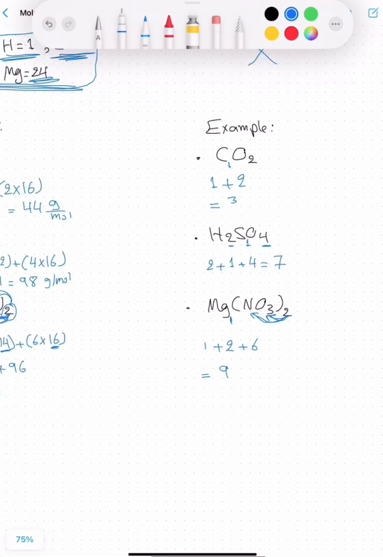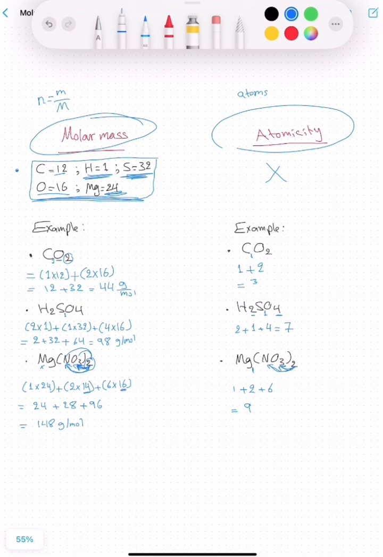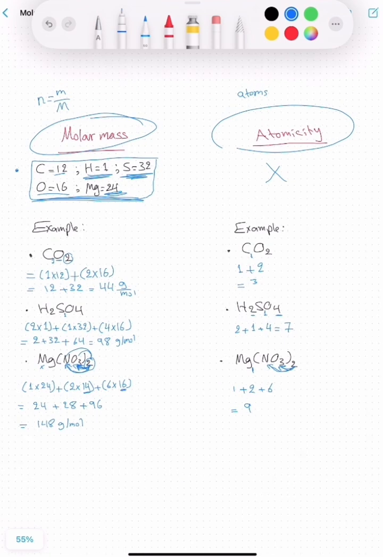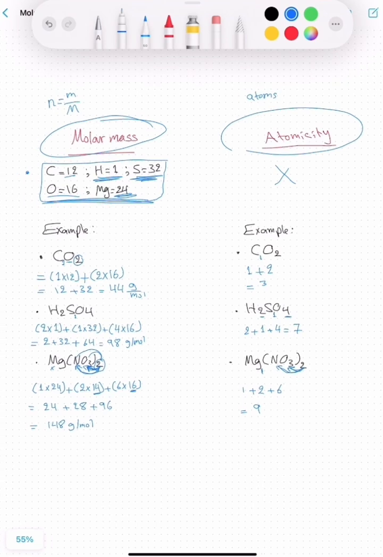Hopefully you have got the difference between atomicity and molar mass, because it's very important, especially molar mass. You use it a lot throughout this course in grade 10, even in grade 11 and 12 you will need it. So make sure to understand it. If not, repeat this video more than once in order to understand.